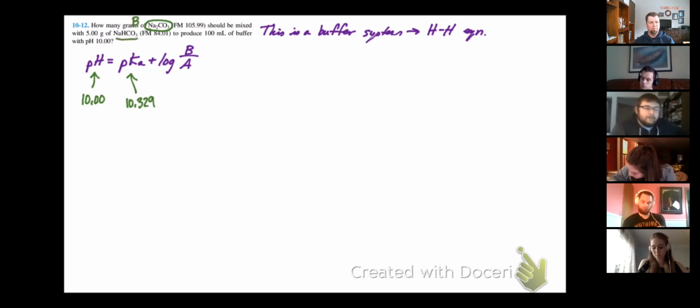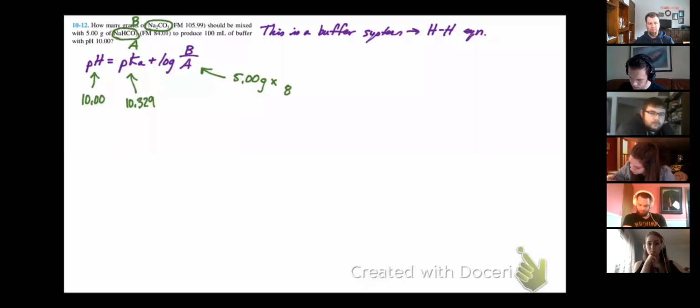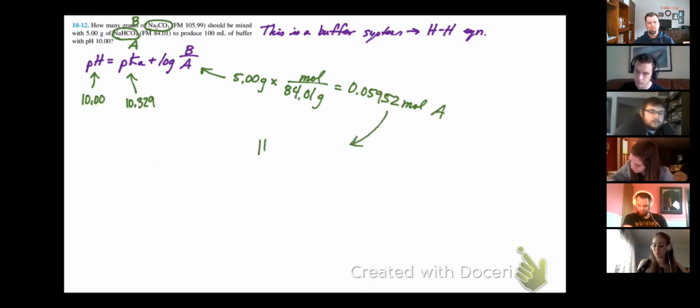We can identify our base and our acid from the problem. And we're given some details about the acid form because we're given a specific mass. So as I was solving the problem, I thought, you know what, I'm going to just use the data I'm given and take it as far as I can, and see if some of these details start helping me figure out what direction to go. So I said, well, if I've got 5 grams and it gives me a formula mass, I'm going to solve for how many moles of this I have. It turns out that we have 0.05952 moles of the acid form.